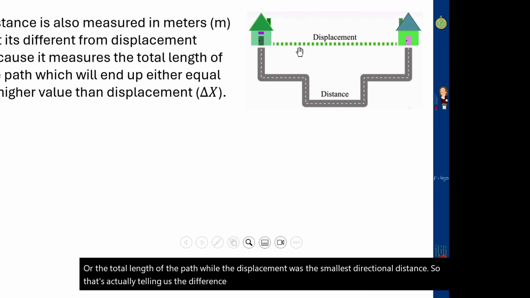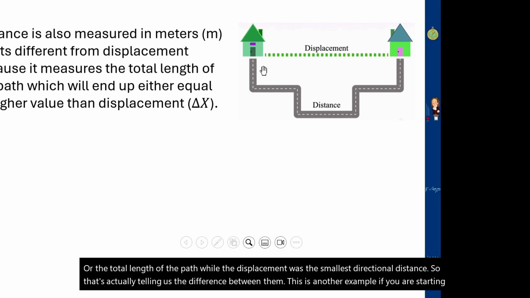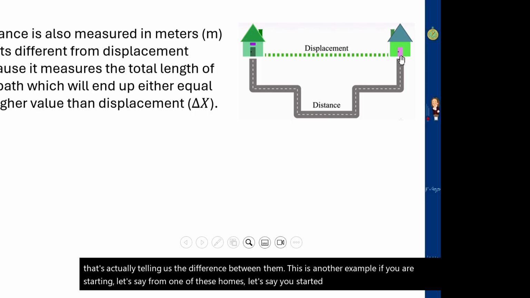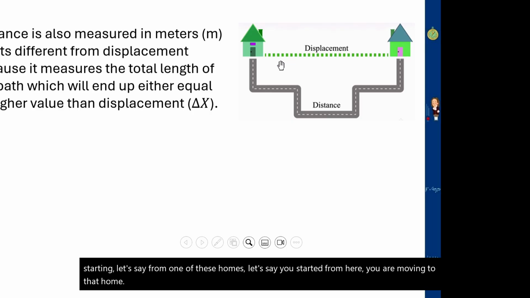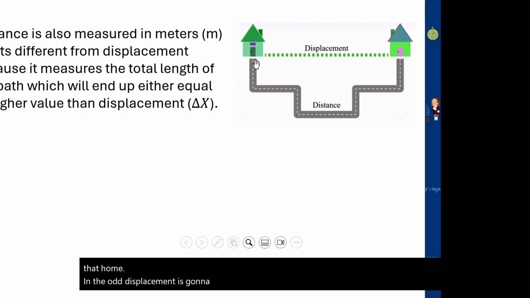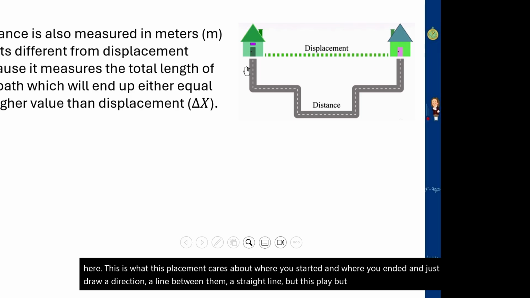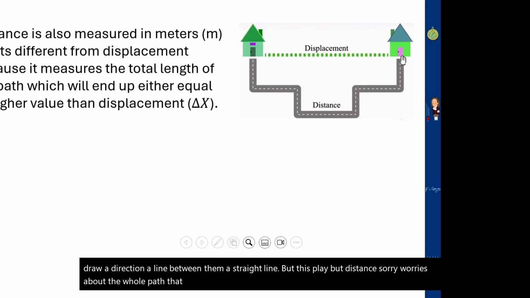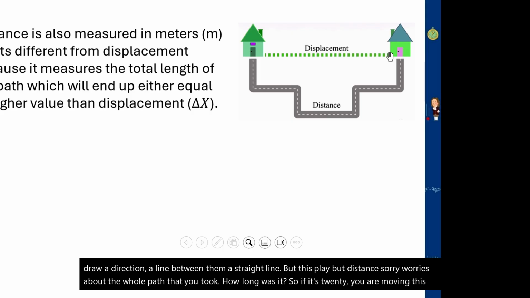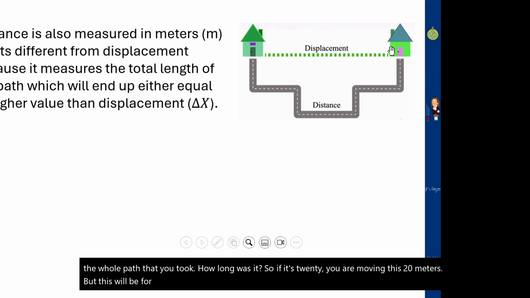And this is another example. If you are starting, let's say, from one of these homes, let's say you started from here, you are moving to that home, your displacement is gonna just be like you started from here, you ended at here. This is what displacement cares about: where you started and where you ended, and just draw a direction, a line between them, a straight line. But distance, sorry, worries about the whole path that you took. How long was it? So if it's 20, you are moving this 20 meters, but this will be for sure either equal or less. In that case, it's less. So let's say 10 meters.